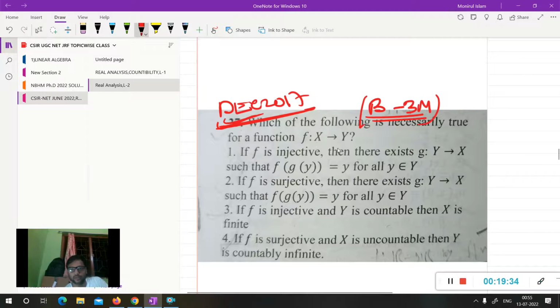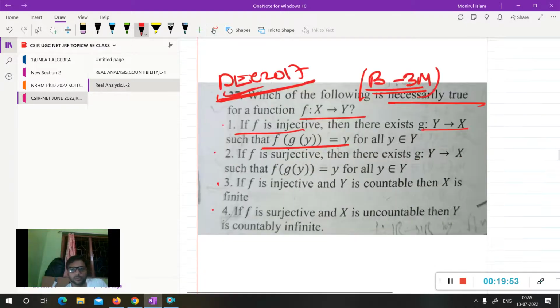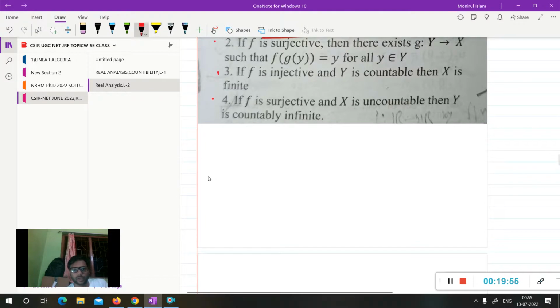Which of the following is true for a function f from X to Y? There are 4 options given, so we are going to cross check the options, 1 and 2 first, and after that we are going to verify 3 and 4. So first of all, cross check this option: if f is injective, then there is a mapping g from Y to X such that f composed with g equals I_Y. See, I am assuming that 1 holds. Suppose I am assuming that 1 is true.